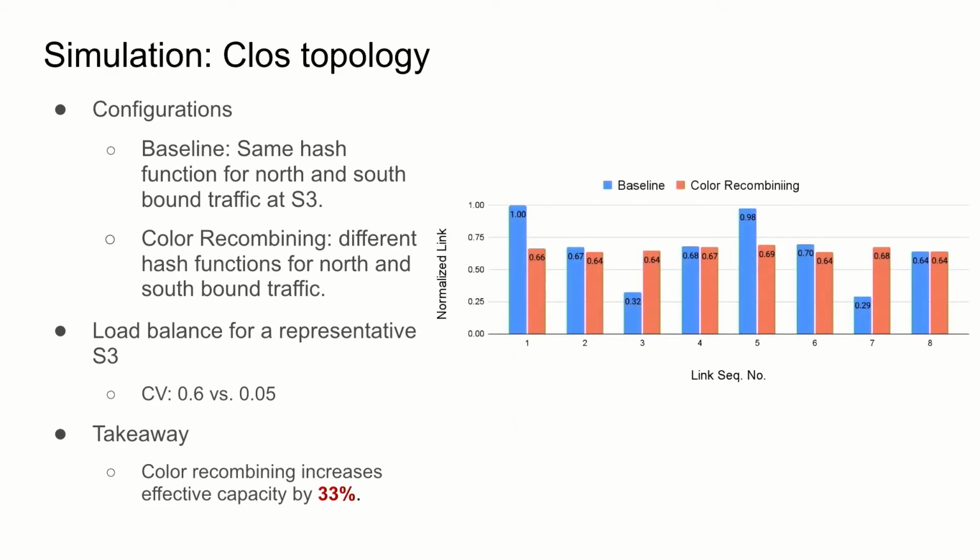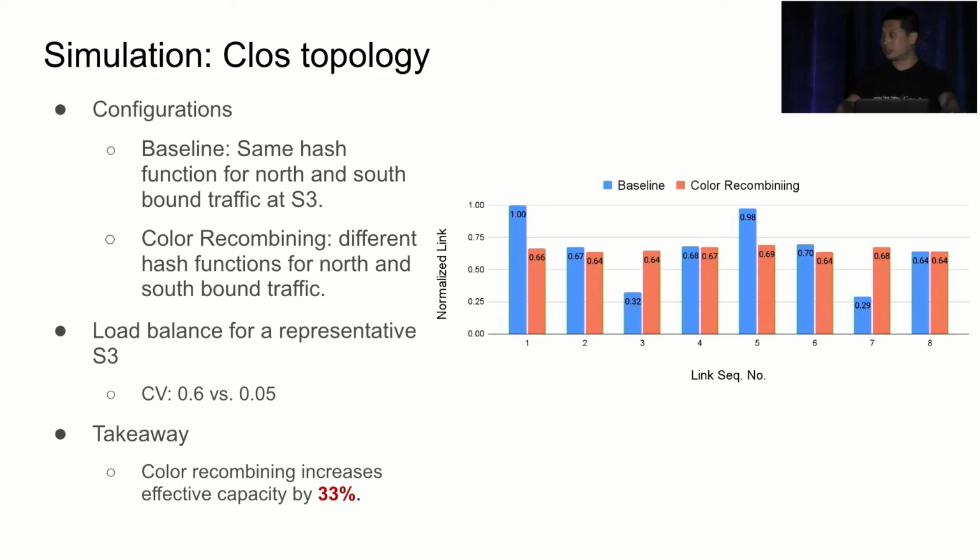So here is a representative S3 chip, and we look at its down-facing ports. There are 8 of them. The blue bars show the baseline. You can see that it has a pretty poor load balancing across the links. But when you apply color recombining, the load balancing is significantly improved. We're looking at a coefficient of variation of 0.6 versus 0.05. And because of this, we can increase the effective capacity by 33%.